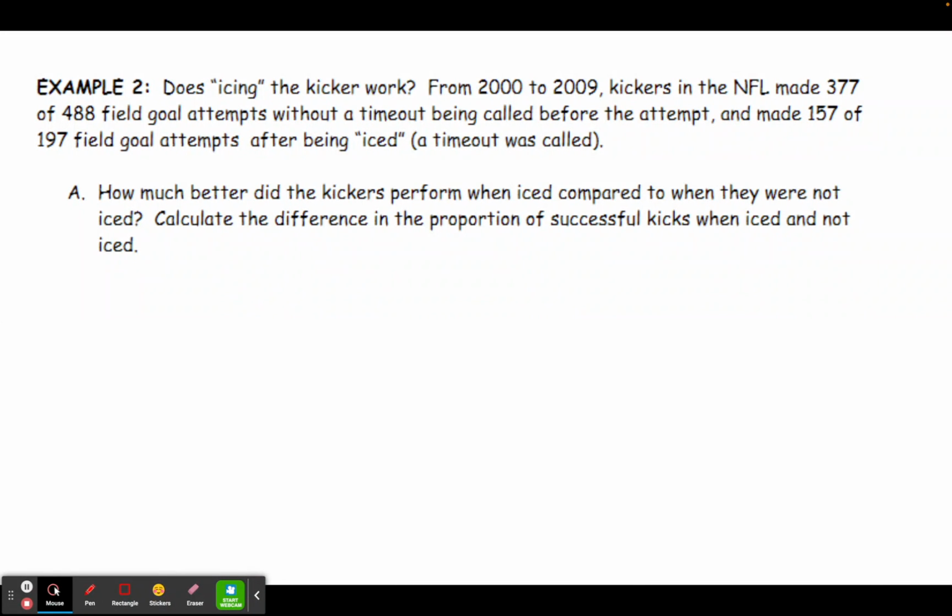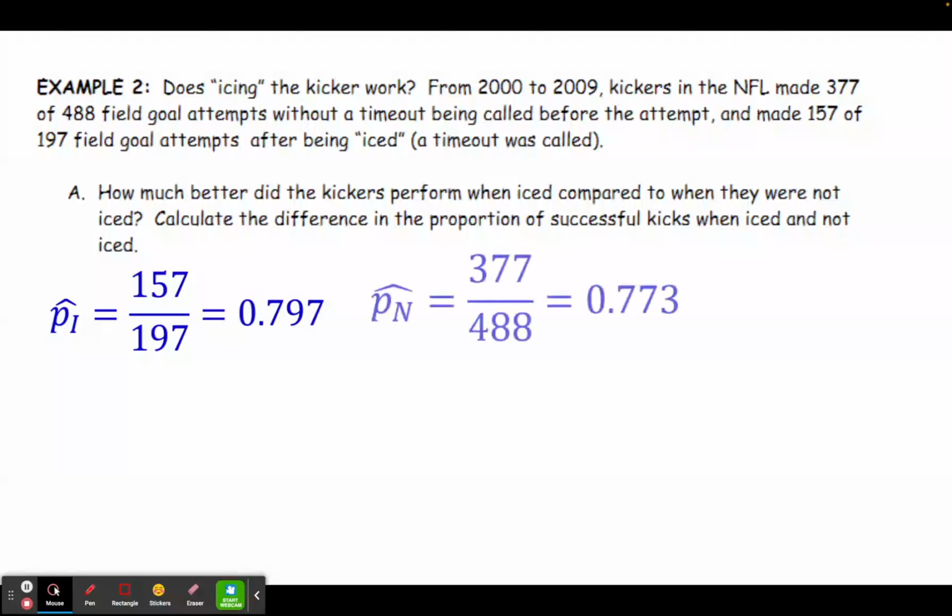Just to reinforce the symbol notation, I'm going to use that on this example. So here I'm doing p hat sub I, and instead of A and B, I'm going to use iced and not iced, because in this problem it makes a little more sense to use those subscripts, but you can use A and B if you prefer. When they were iced, they made 157 out of 197 kicks, which is 0.797. When they were not iced, they made 377 out of 488, which is 0.773.